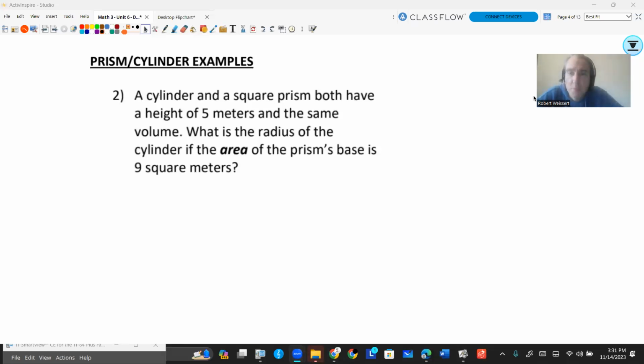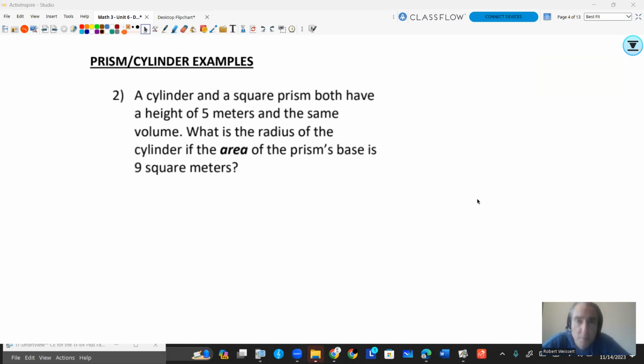All right, now on to example 2. A cylinder and a square prism both have a height of 5 meters and the same volume. What is the radius of the cylinder if the area of the prism's base is 9 square meters? So once again, we're going to have to draw this out to get a visual. So I will draw out both a cylinder and a square prism.